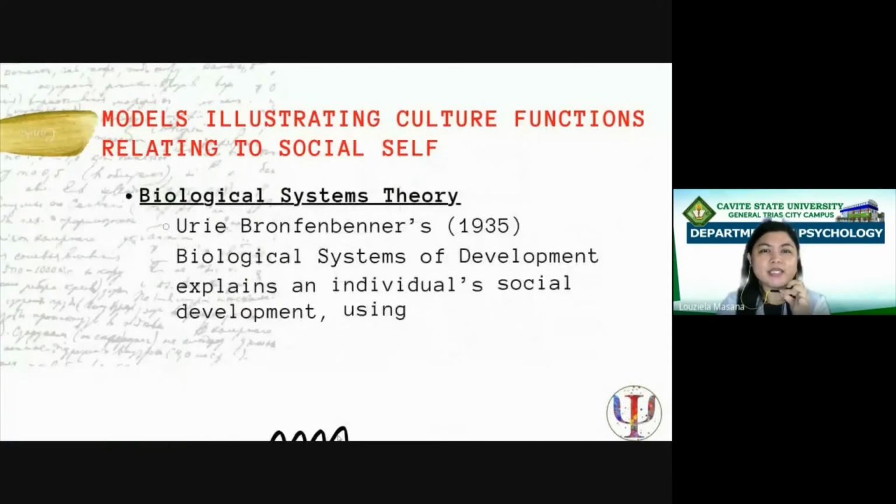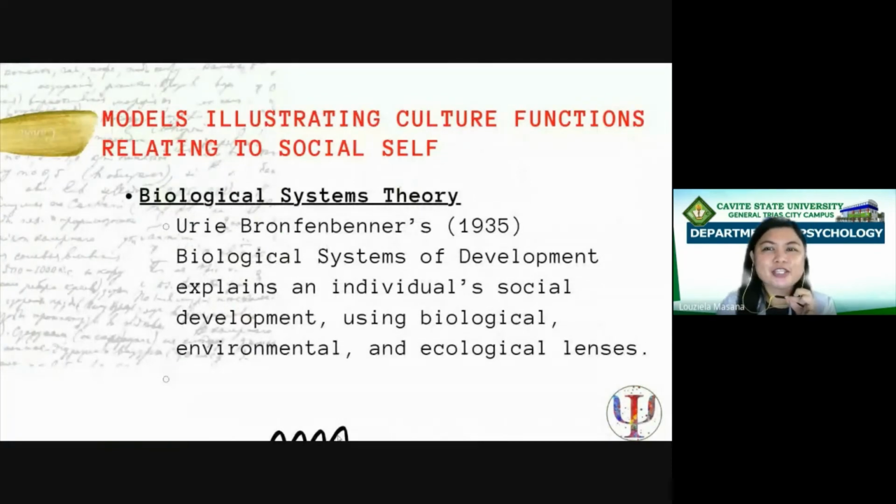Okay, still with me? We have models illustrating culture functions relating to social self. First is the biological systems theory by Yuri Bronfenbrenner in 1935.